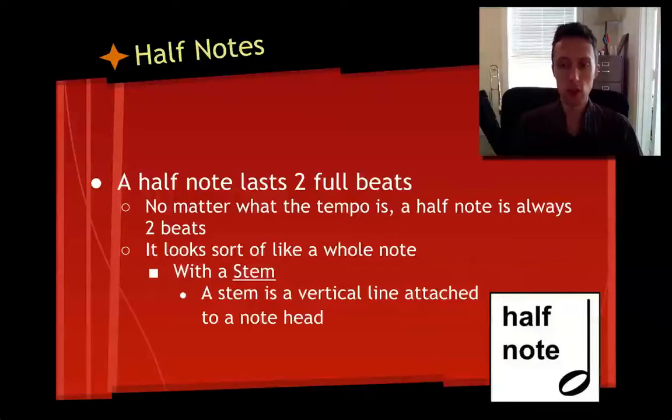And a stem is that vertical line that's attached to the note head. So the little donut part of the note is what we call the note head, and then the stem is the thing that comes off of that. It's that vertical line. And that stem can go either up, like this one down here, for example, or it can also go down. So it doesn't matter. They just have to be vertical. So there you go.